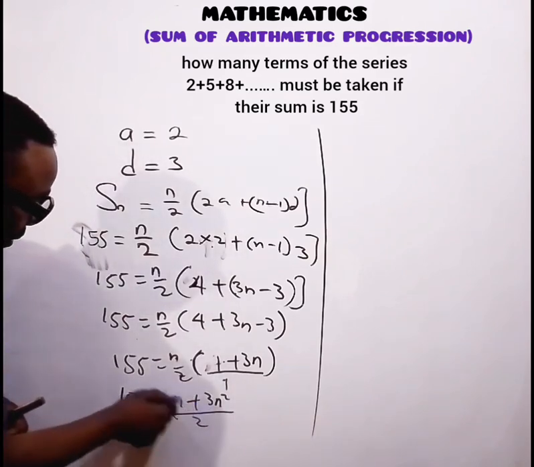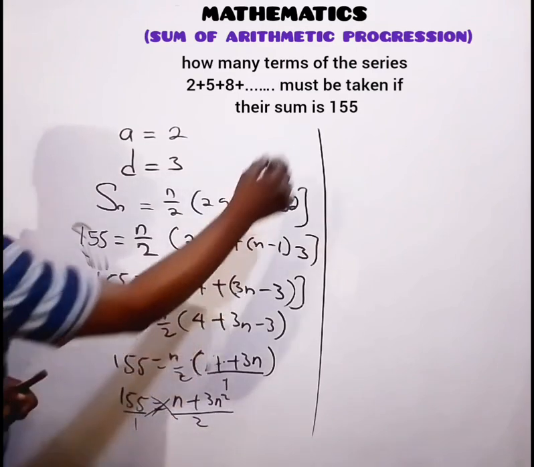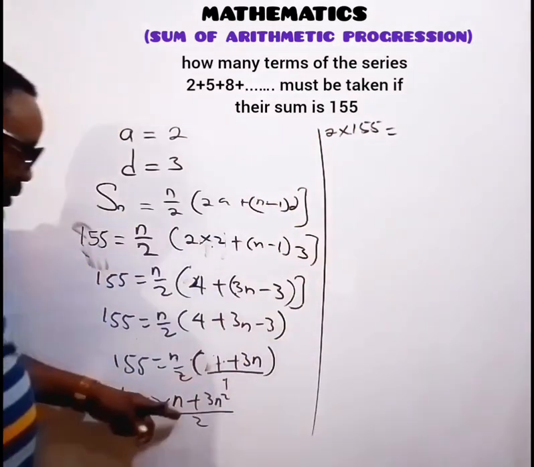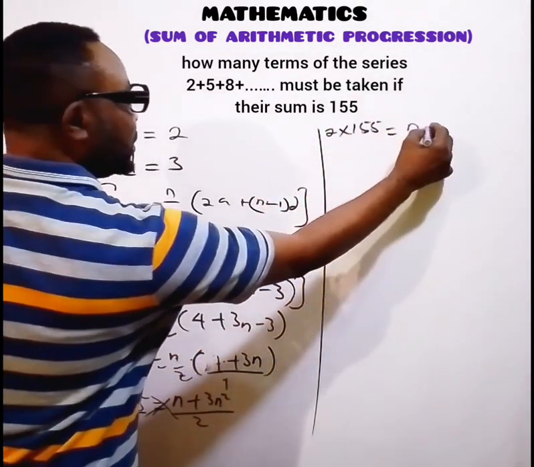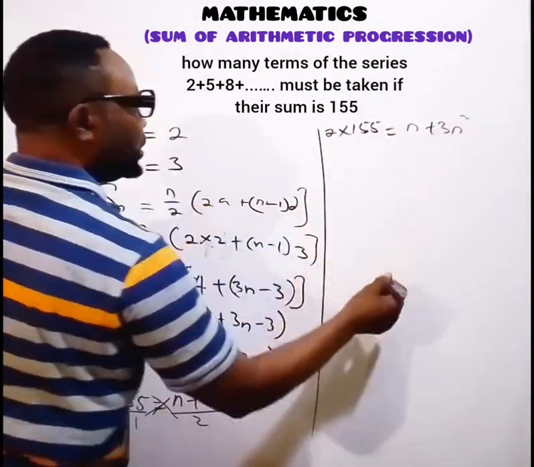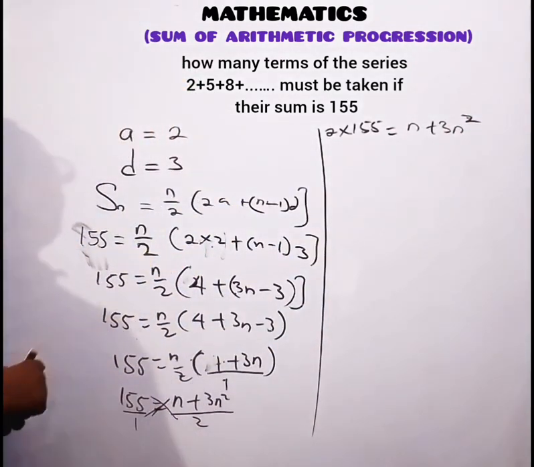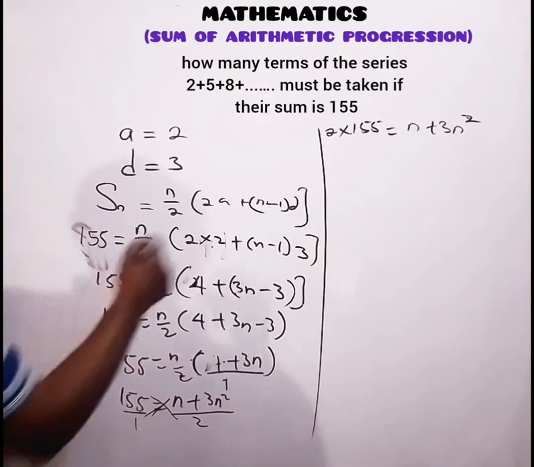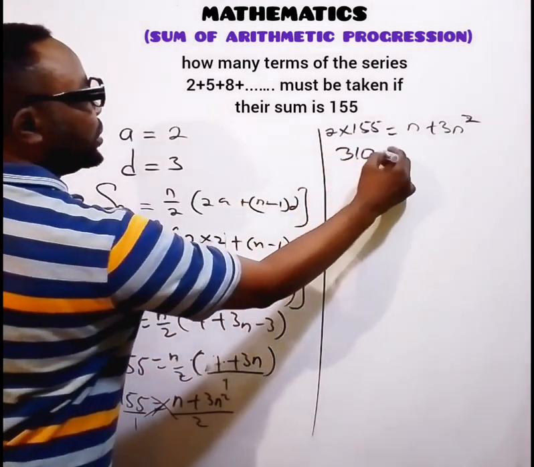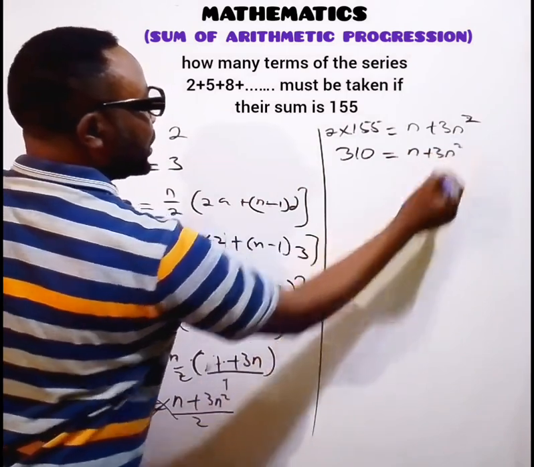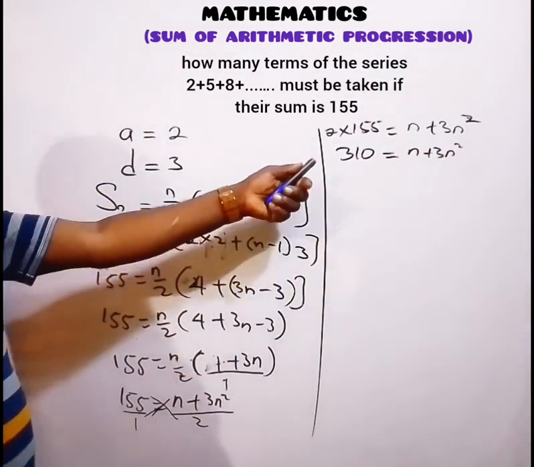So we can now say cross multiply. We are having 2 multiplied by 155 is equal to n plus 3n squared. 2 multiplied by 155 will give us 310. So 310 is equal to n plus 3n squared. Now, look at this equation that we have here.